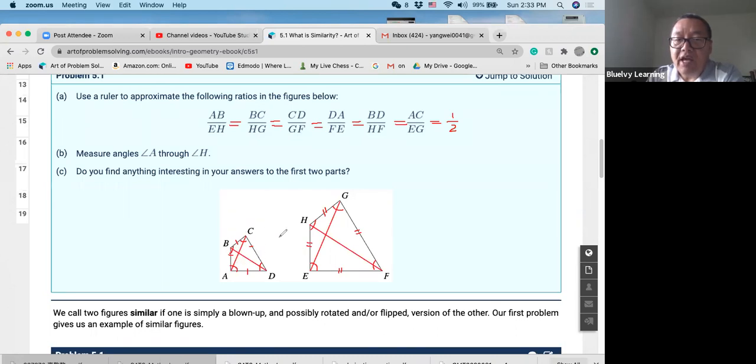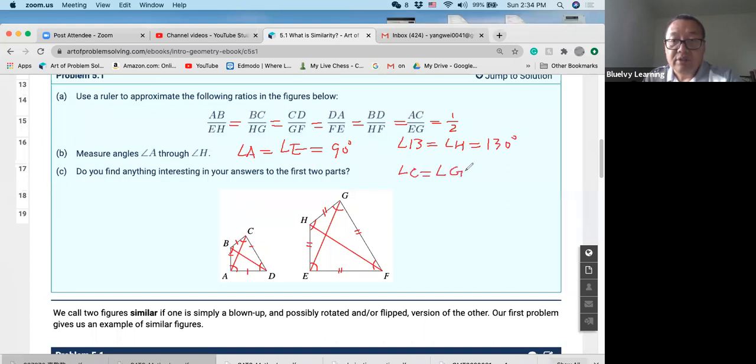And for all these angles, you can measure that angle A equals angle E, and this one equals 90 degrees. Angle B equals angle H, and this one equals 130 degrees. Then angle C equals angle G, which equals 80 degrees. And angle D equals angle F, which equals 60 degrees.